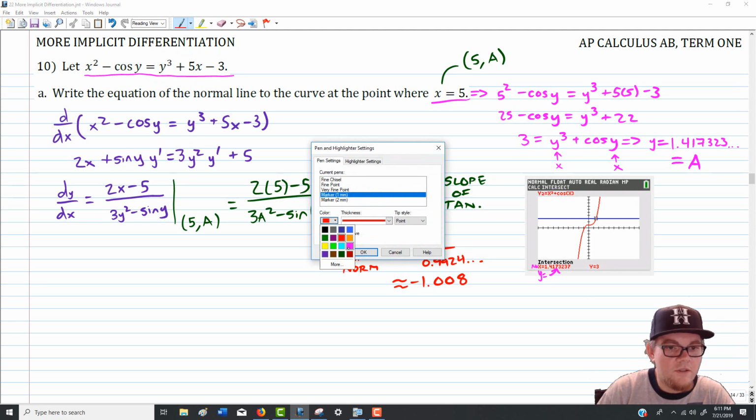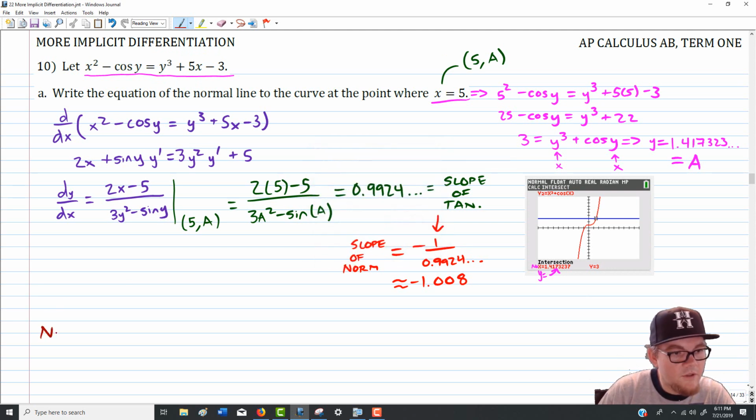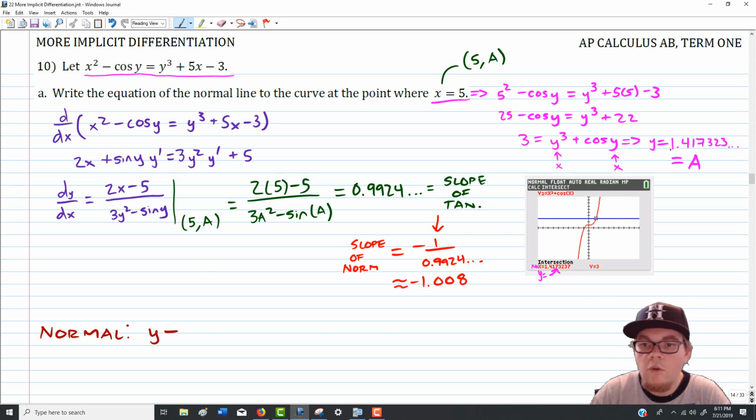So to finish this normal line equation that we were asked for so long before, our normal line is going to be y minus the y value. So you could write A. That would be acceptable since we formally defined it right here. Or you could write the approximation 1.417. And it's okay to use approximations at this point because it's a final answer. It's not an intermediate calculation. It's equal to -1.008 times the quantity x minus 5.